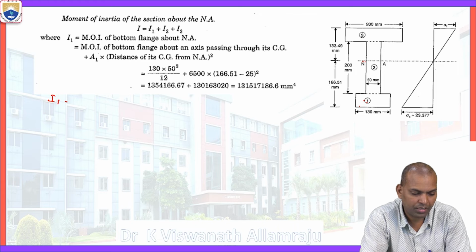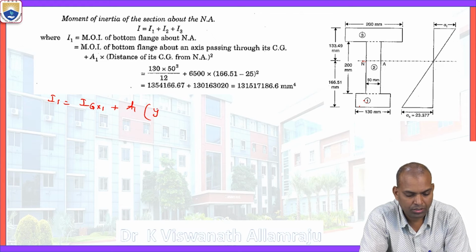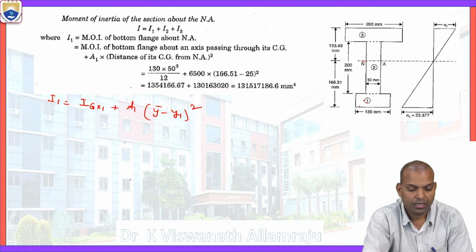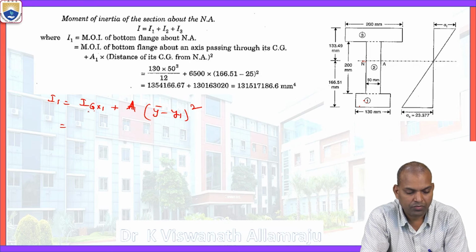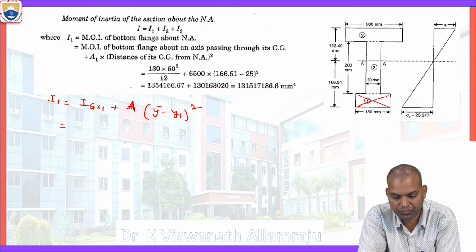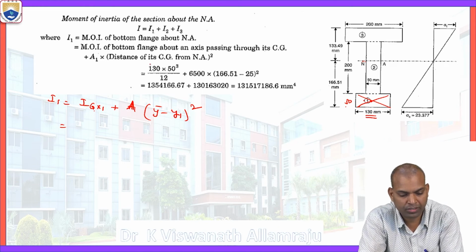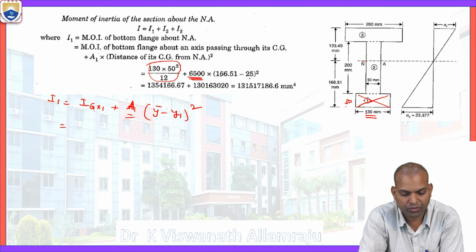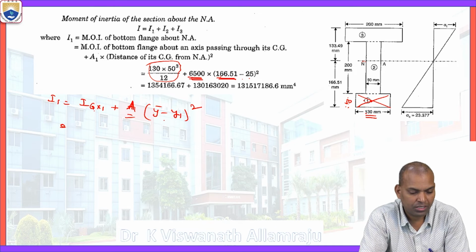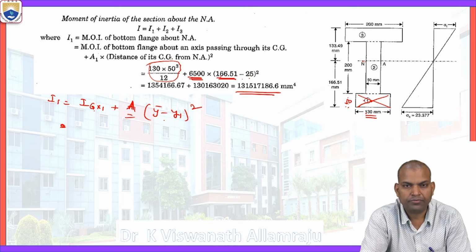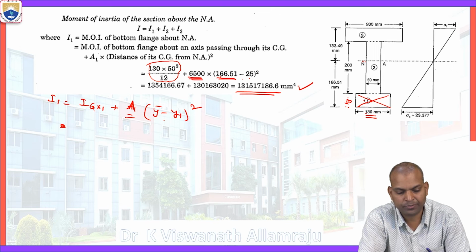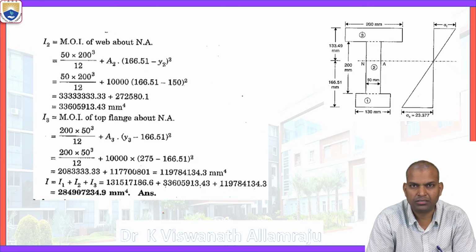According to parallel axis theorem, I1 equals IGx1 plus A1 into bar y minus y1 whole square. This is the formula. What is IGx1? That is bd cube by 12. This is the section 1. The b here is 130, so 130 times 50 cube by 12. Next area, that is 130 into 50, that is 6500. What is bar y minus y1? Here bar y is 166.51 minus y1, that is 50 by 2. Then the value of that I1 is 1315171 86.6 millimeter per 4.